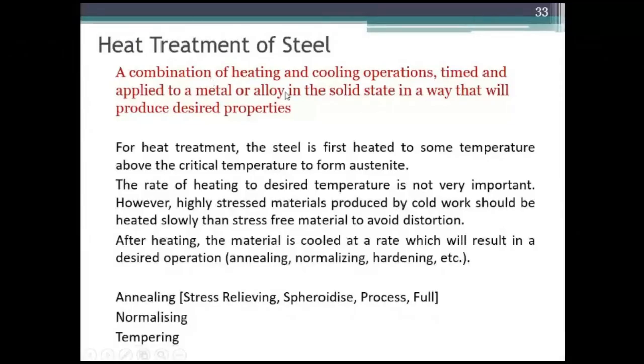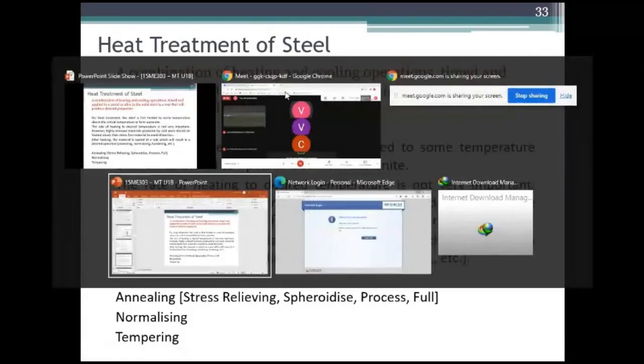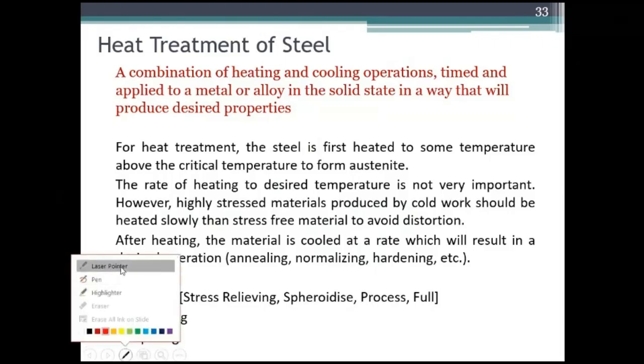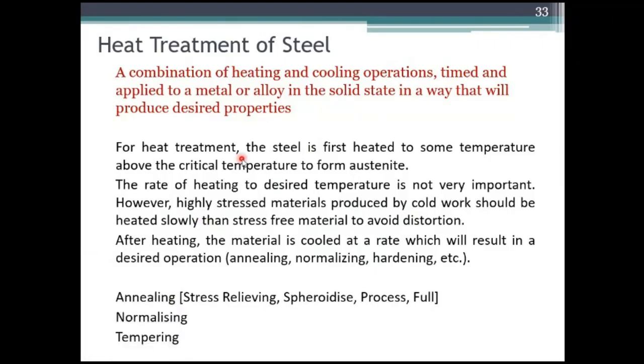Good. Okay, so now we will be seeing about the heat treatment of steels, which is nothing but a combination of heating and cooling operation. Whenever we talk about heat treatment, it is heating a material to a particular temperature for a particular time, and cooling it in one way or another. Cooling may be in any form. So it is a combination of heating and cooling operation, timed and applied to a metal or an alloy, heated and cooled in a solid state, that will produce the desired properties.